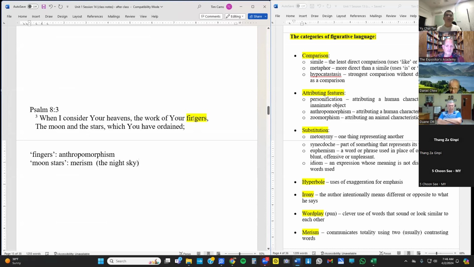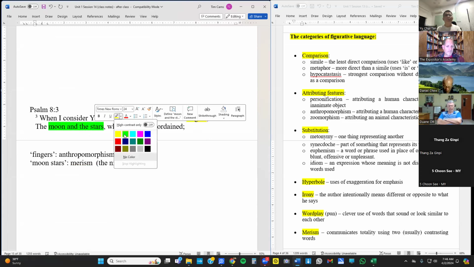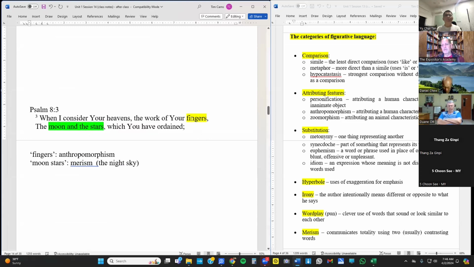Also, two fingers. Now this may be an anthropomorphism, but normally, if you look in scripture, when God is creating or expressing his power, it talks about the hand or the arm of God. This is a unique expression to talk about his fingers. It's like the writing on the wall.